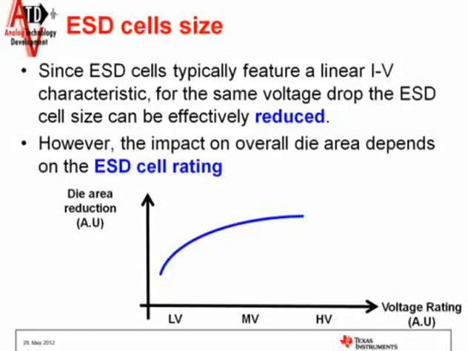So for instance, if you have an isolated cell, isolated from the substrate, it is very likely that the design rules for the isolations are what actually are dictating the size of the cell. So even if you reduce the active part of the cell that is carrying the current in half, you still have a large isolation. So overall, you do not reduce by 50%, but maybe you reduce 20%.